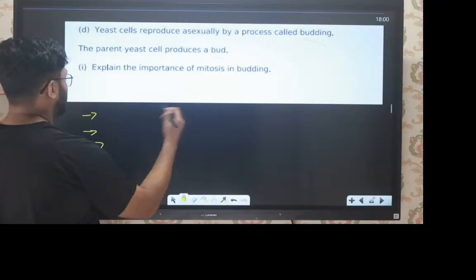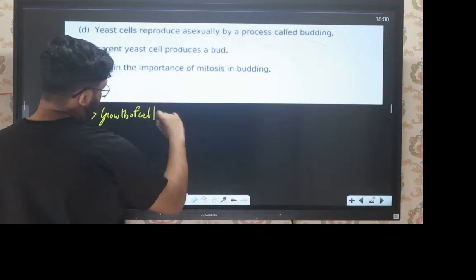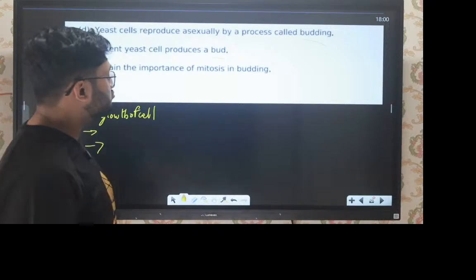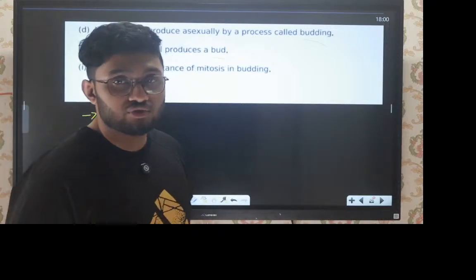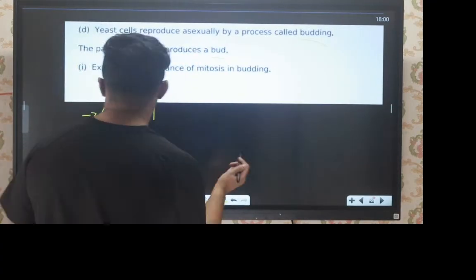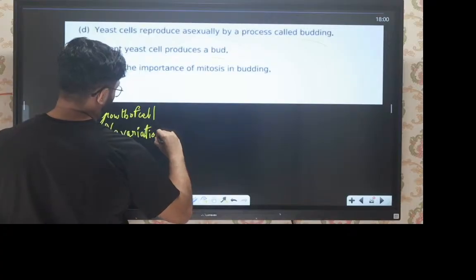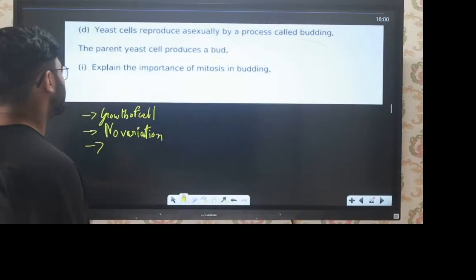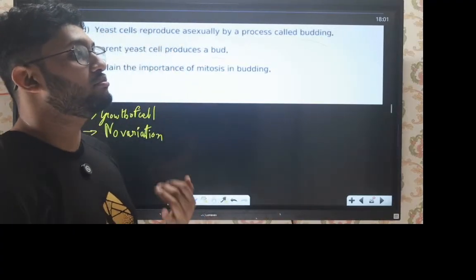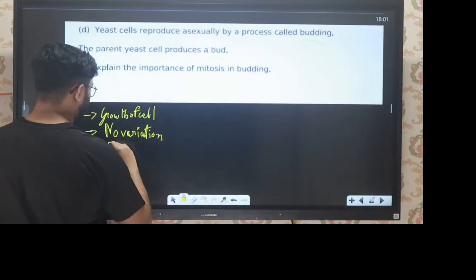So first of all, mitosis is used for the growth of cells. Cell growth happens. And then we can say same genetic material. There's no difference in genetic material, so all the daughter cells will have the same genetic material. So I can say no variation. Also, we can say it's more efficient for bread making. Yeast is used in bread making, right? So we can also say it's efficient for bread making.